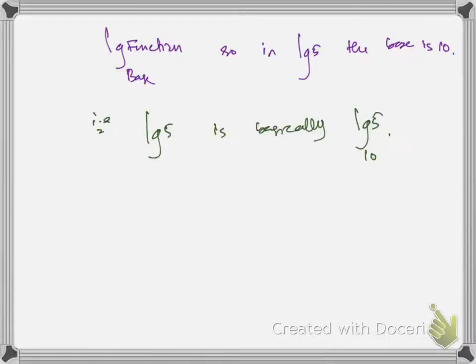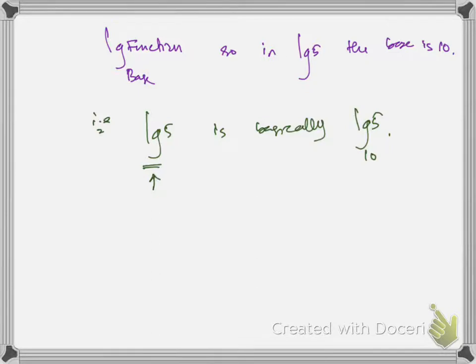So in LG5, the base is 10. That is, LG5 is basically log 5 with base 10. But we write LG5. We prefer this symbol instead of this symbol because it is understood the base of LG is always 10.